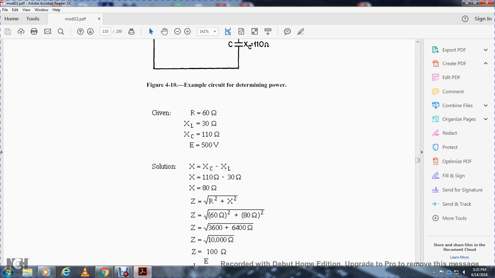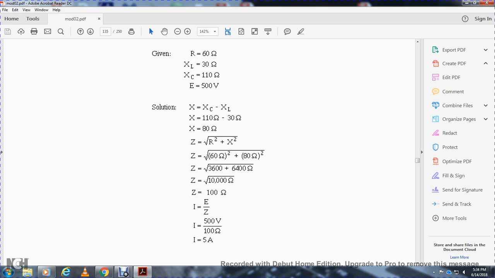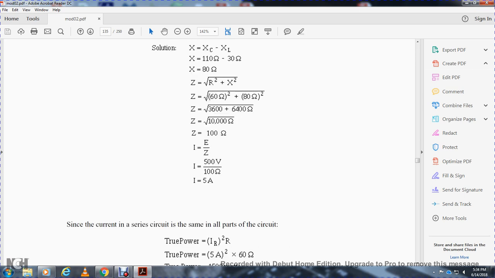The resultant reactance is 80 ohms. The impedance is equal to the square root of the resistance squared plus the reactance squared: the square root of 60 ohms squared plus 80 ohms squared, which equals the square root of 10,000 ohms. So you get an impedance of 100 ohms. The amperage is equal to the voltage over the impedance: 500 volts over 100 ohms, which gives you 5 amps.